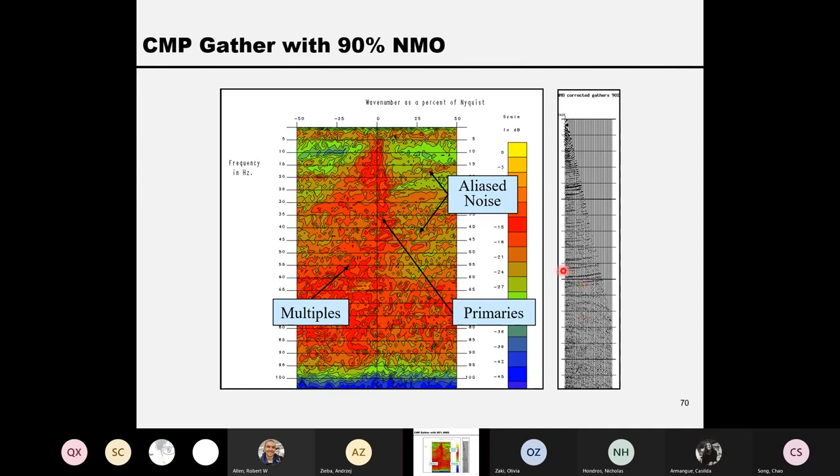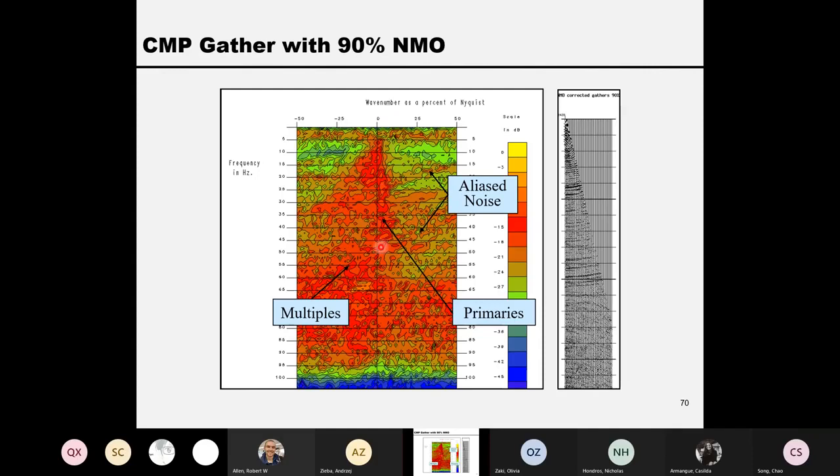Where's the primary? Because this one, if any of this is completely flat, that means dipping angle is 0, right? Dipping angle 0 means your energy will be concentrated around K equal to 0. But you have slightly non-zero, so that's energy actually next to K equal to 0. So the energy is here.